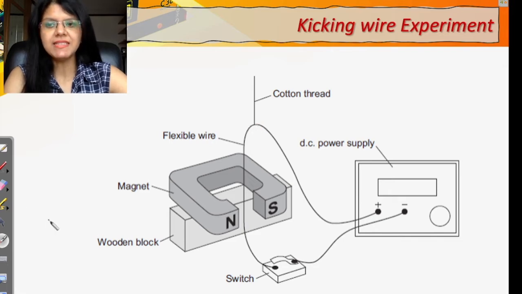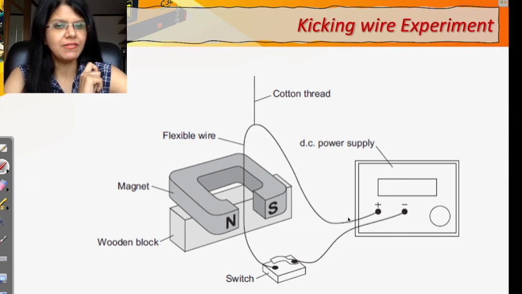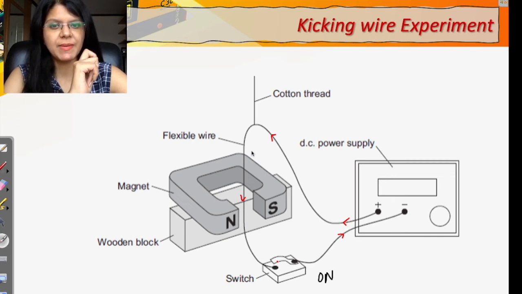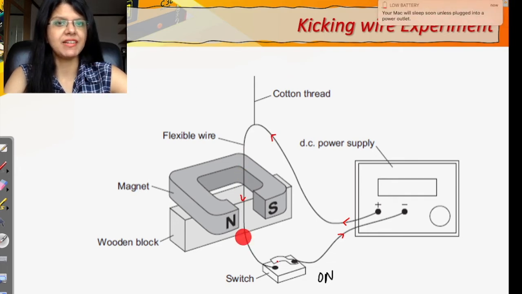Alright, so how does the current flow? Let's mark the flow of the current first. The current always comes out from the positive terminal. So that's how the current is moving all the way, and it moves towards the negative terminal. Say that you have put the switch on. The switch is on. The current is flowing. Think about what is the direction of the force which is experienced by the wire which is in between the poles of the magnet. Use the Fleming's left-hand rule and think about the direction of the current.